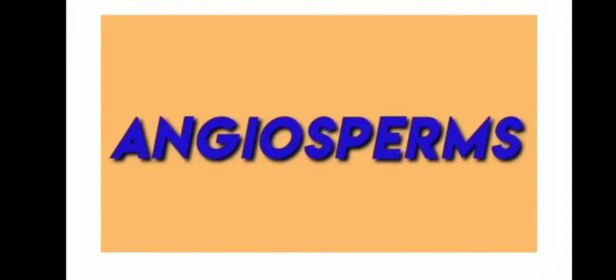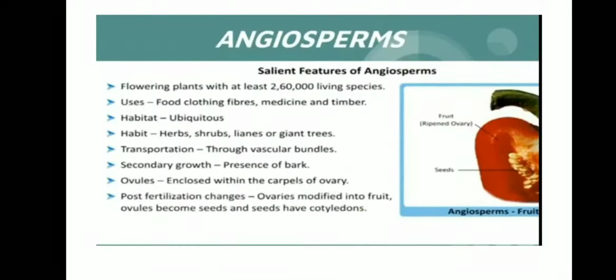The term angiosperm is derived from two Greek words. Angio means box or closed and sperma means seed. Let's see the salient features of the angiosperms. All the angiosperms are flowering plants with at least 260,000 living species. These angiosperms are used as food, clothing fiber, medicine as well as timber.